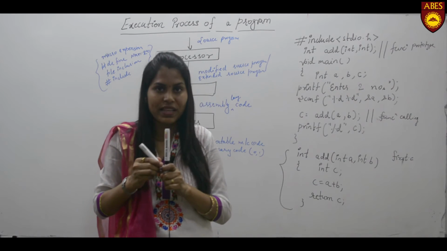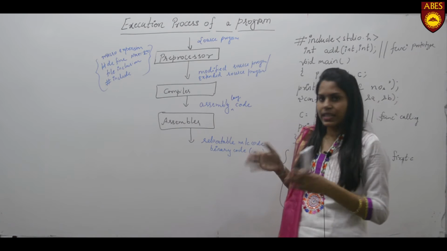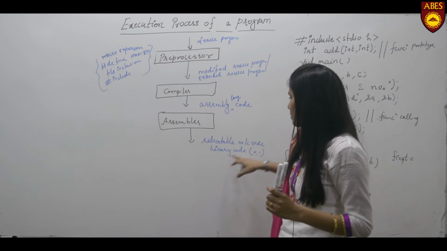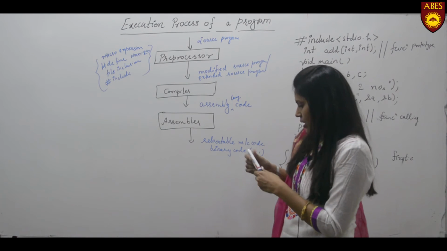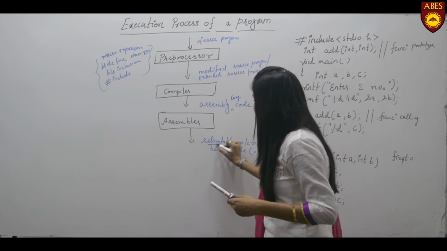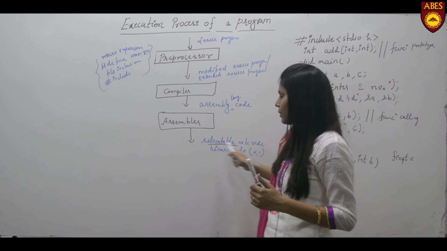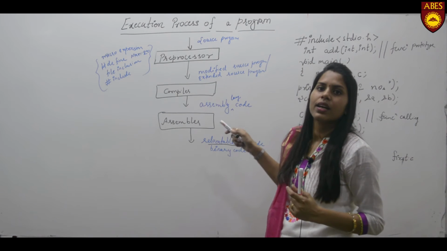What does platform mean? Platform means, suppose we are using Intel as hardware and Windows as software. This combination makes a platform. So this machine code will be different for different platforms. Now what is the meaning of relocatable? Relocatable means we can relocate this code anywhere in the memory.